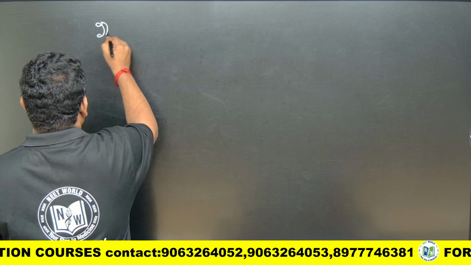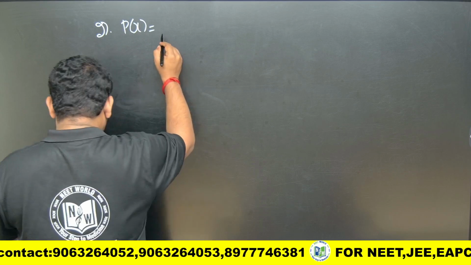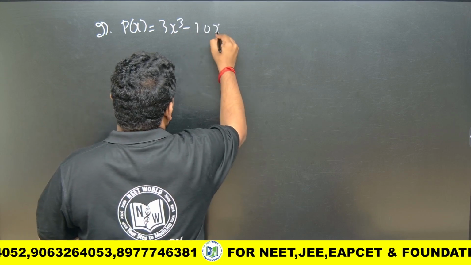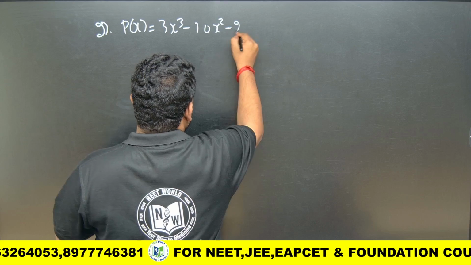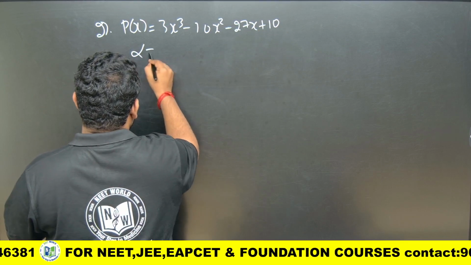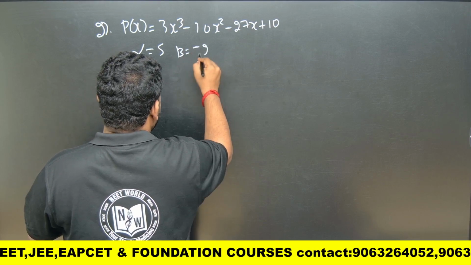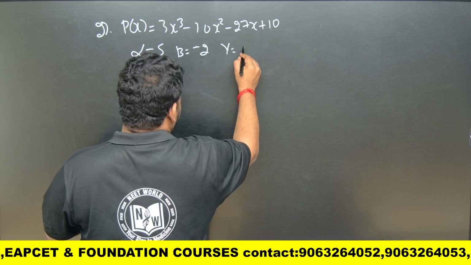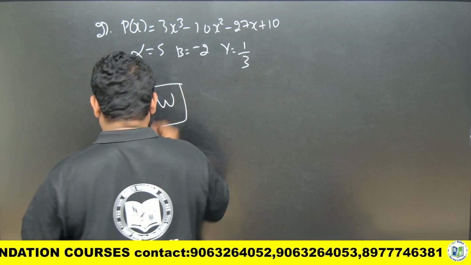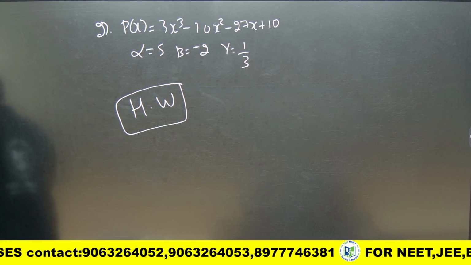The second question is a similar question, same procedure you have to follow. 3x cube minus 10x square minus 27x plus 10. And the zeros are alpha is equal to 5, beta is equal to minus 2, gamma is equal to 1 by 3. This I will give as a homework question. You have to solve it by yourself.